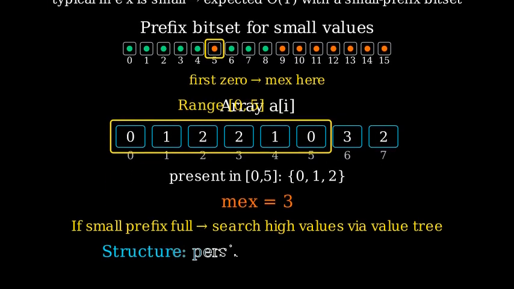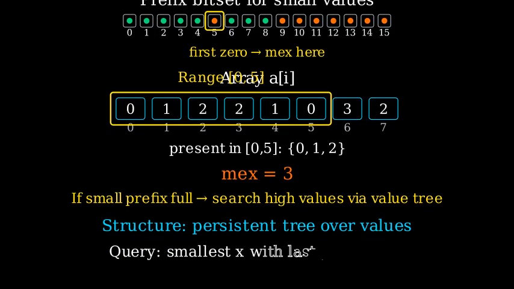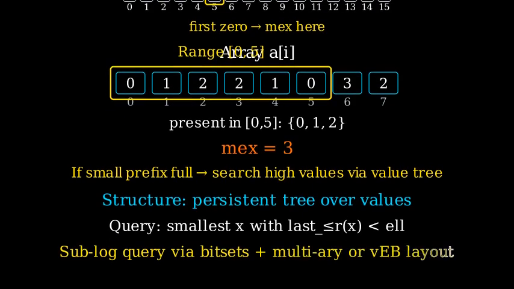Summary. A persistent tree over values stores last occurrences by R. Query: descend by minima to find the smallest x with last_R of x less than L. With small prefix bit sets and a Van Emde Boas layout, the query time is sublog in practice and log-log in theory.